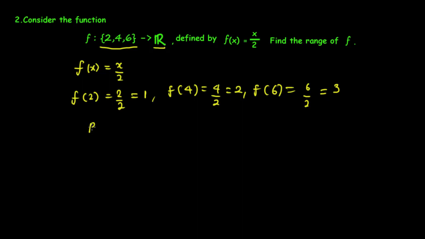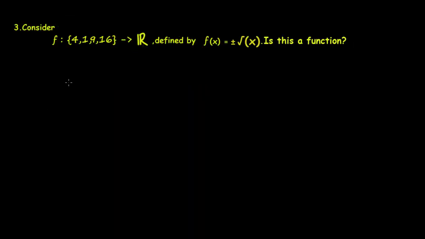So our range is going to be the set of those output values, which is 1, 2, 3. And notice that it is contained inside our codomain, which is R. Now, this is a function because each input value gives one output value only. 2 gave 1, 4 gave 2, and 6 gave 3. So let's look at an example that involves the opposite.